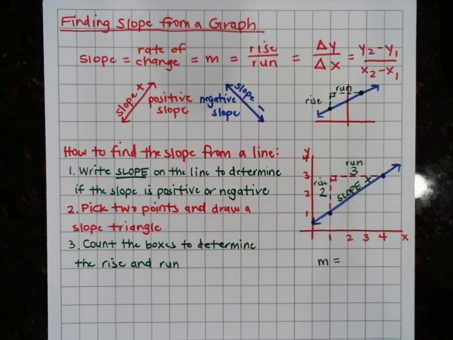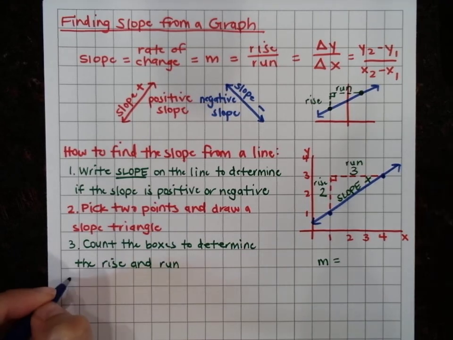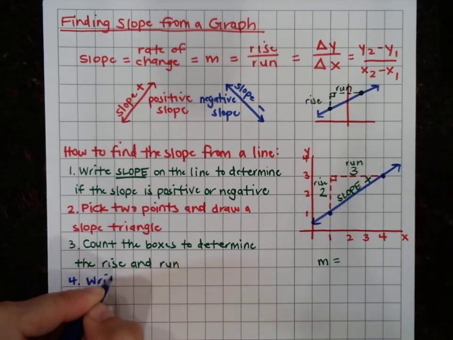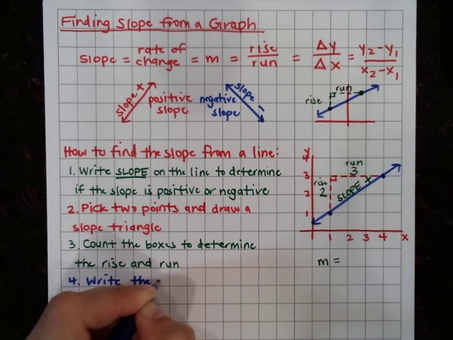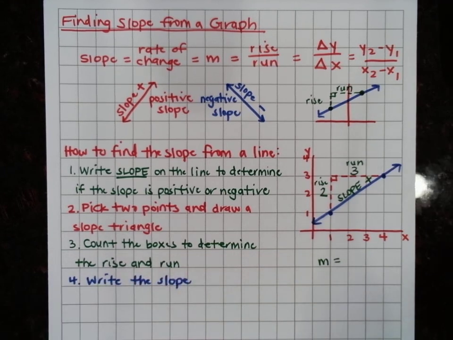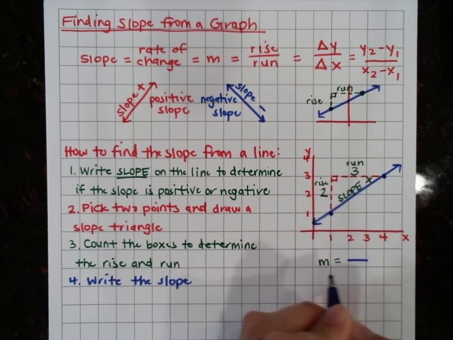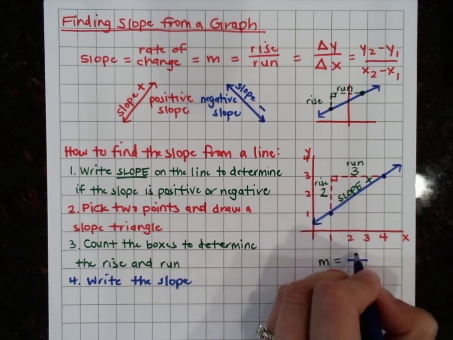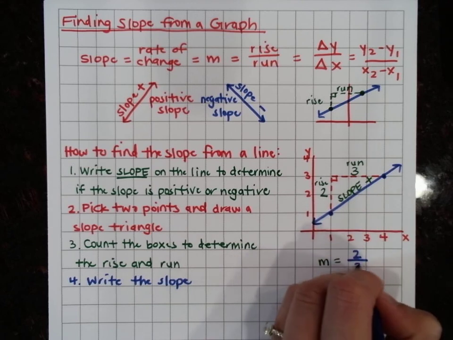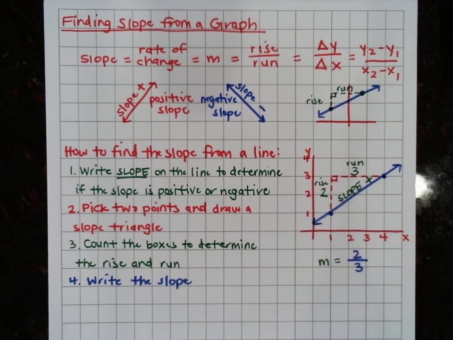And so our last step is to just write the slope. And so we said m equals, we already said it was a positive slope. And so now we just need to put the rise on top, which is 2, and the run on the bottom, which is 3. So this graph has a positive 2/3 slope.